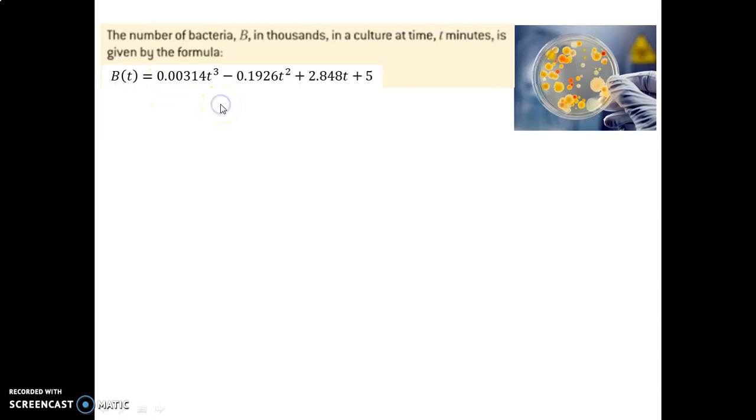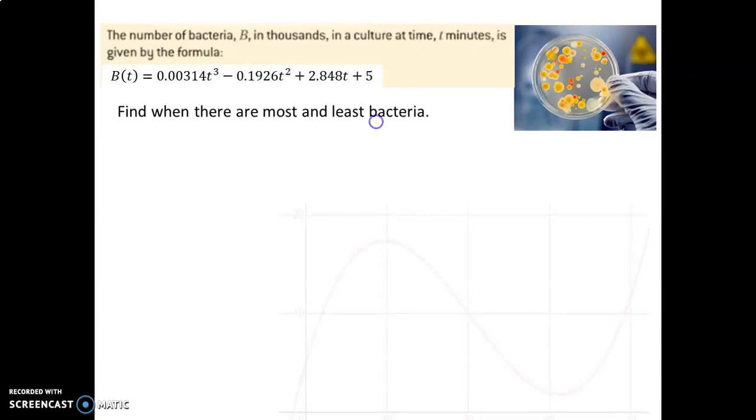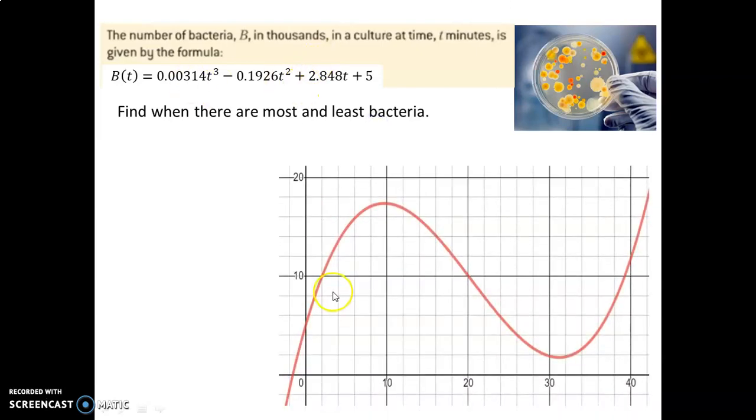All right, so let's say you are asked to find when there are most and least bacteria. So now you can see why in this lesson we're talking about max and min. We're looking for the maximum number of bacteria and the minimum number. The graph of this function, by the way, looks like this.